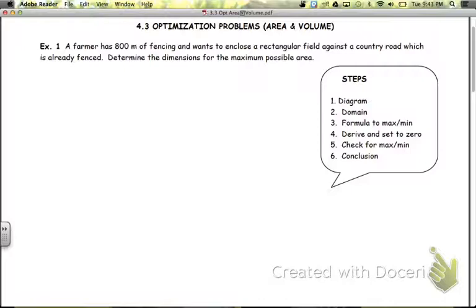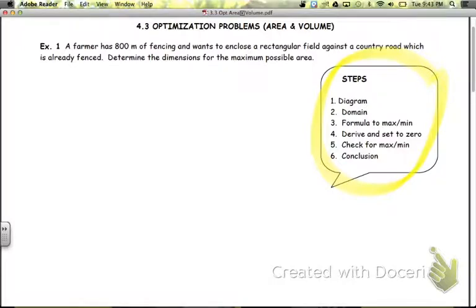So example 1, we have a farmer has 800 meters of fencing and wants to enclose a rectangular field against a country road which is already fenced. We want to determine the dimensions for the maximum possible area. One thing that I want you to note is these steps here that I'm highlighting to your right hand side are the steps that you're going to need to follow as you do these optimization problems.